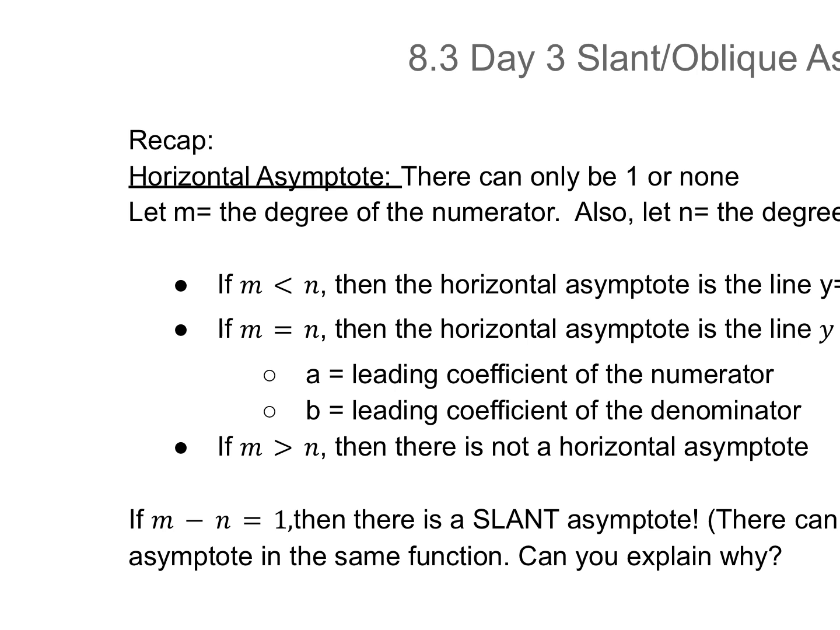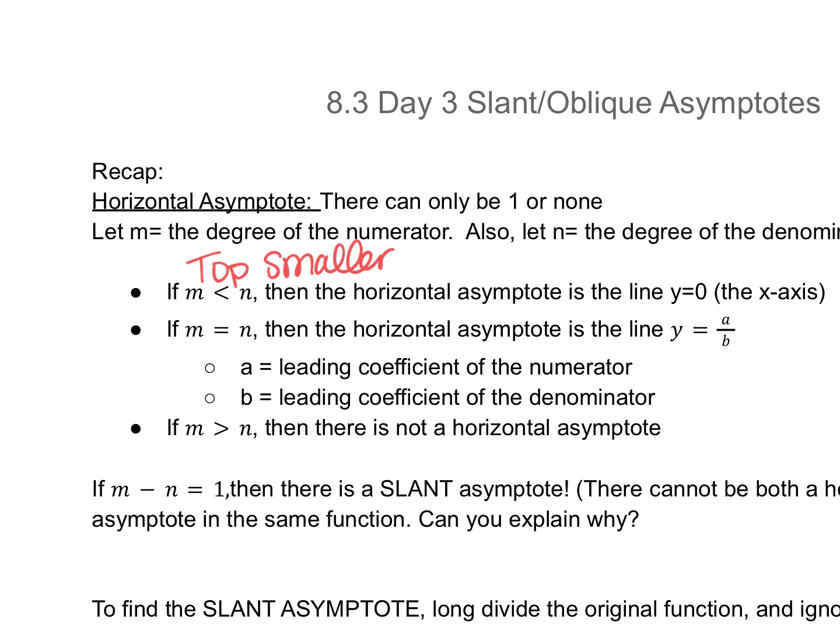So there can only be one or none. For this stuff that we're doing in this class, if the top is smaller, my bad, then the horizontal asymptote is y equals 0, aka the x-axis. If the degrees are equal, then you use their coefficients. And if the top is bigger, there is not a horizontal asymptote.